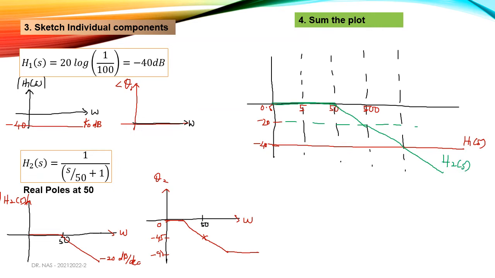Next, sum them up. To sum them up, you need to look at the reference line. The first reference line is at 0, and then you total the lines by decade. The first one, look at from 0.5 to 5. You have a 0 slope. This is 0 value, and then plus negative 40. So 0 plus negative 40 equals negative 40. Same goes for 5 to 50.